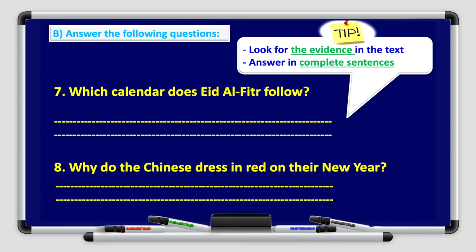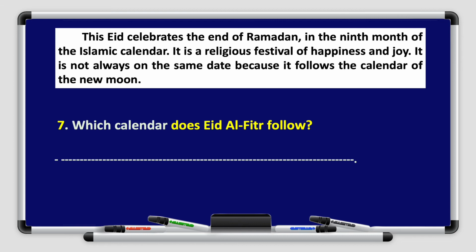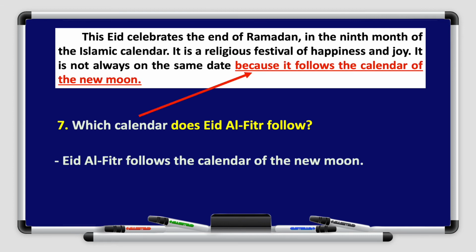Now, B. Answer the following questions. 7. Which calendar does Eid al-Fitr follow? 8. Why do the Chinese dress in red on their New Year? Before we answer, look for the evidence. Of course, look for the evidence in the text and then answer in complete sentences. Okay. Number 7. Which calendar does Eid al-Fitr follow? So, first of all, we have to underline the evidence, and it's highlighted in red: it follows the calendar of the new moon. So we write it in a full sentence, saying that Eid al-Fitr follows the calendar of the new moon.